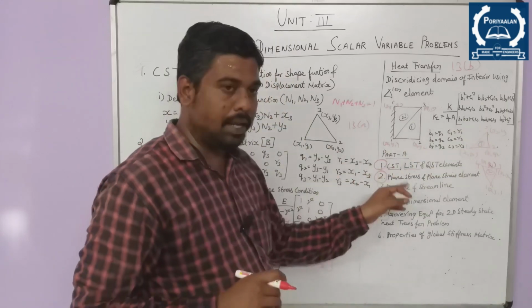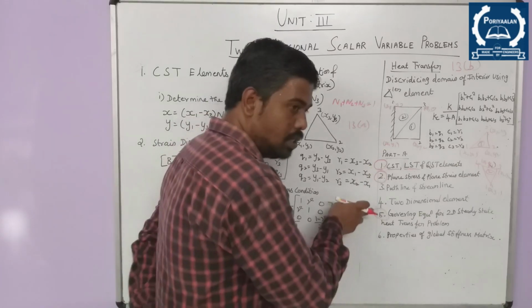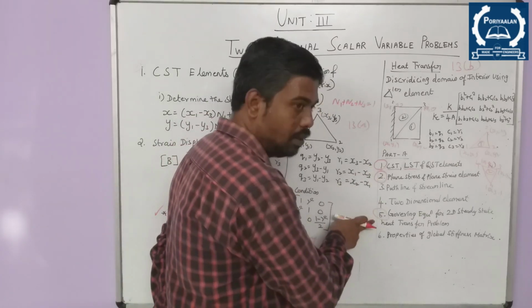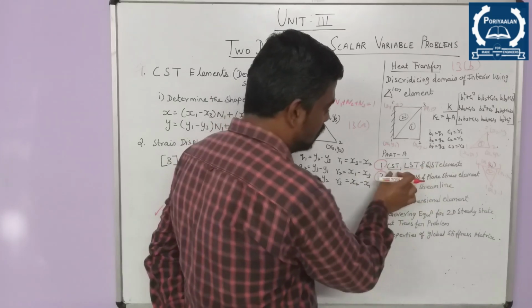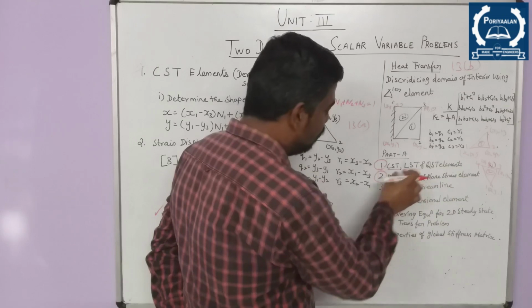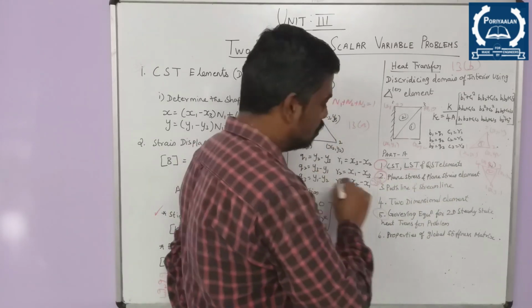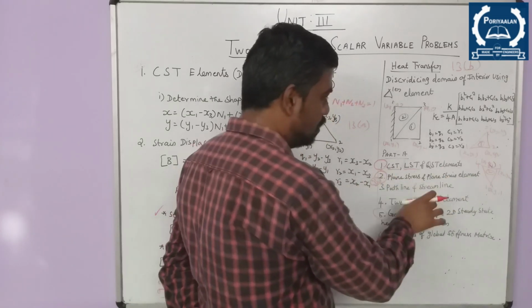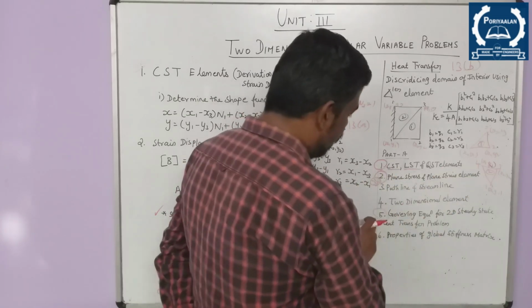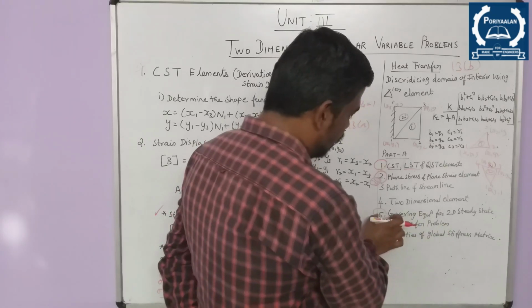Next, Part A. Here in Part A we have 6 questions. Of the 6 questions, these 3 are very important. The first question is on CST, LST and QST elements. Just note down the definitions for CST, LST and QST elements. The next very important question, which will definitely be in the question paper, is on plane stress and plane strain elements. They can ask the difference or the definition for these two elements. And next is the governing equation for heat transfer. Just write down the formulas for the governing equation.